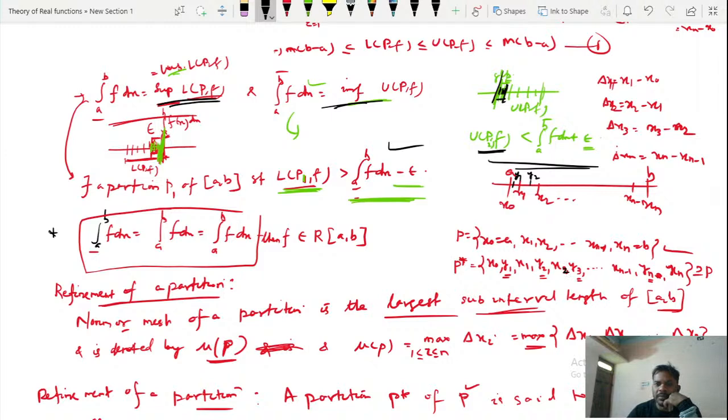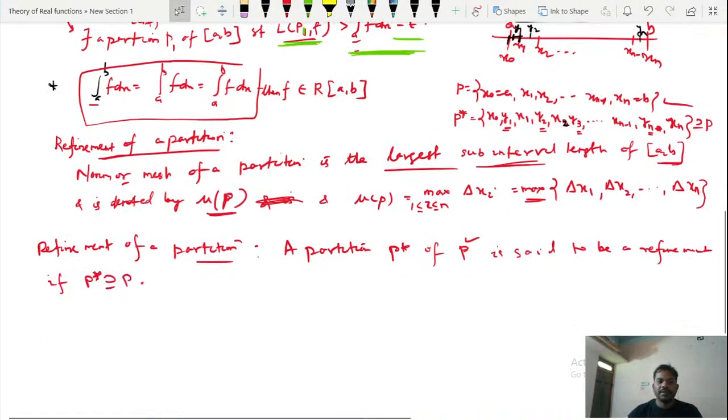This is your x2. Whatever it may be, I just added y1, y2 and some points yn. Whatever new points we add, that makes it finer. That means here there was a much larger distance, so if I add some new points here, then the distance decreases. So we can also say that this refinement of a partition, P star, is a partition which is finer than P.